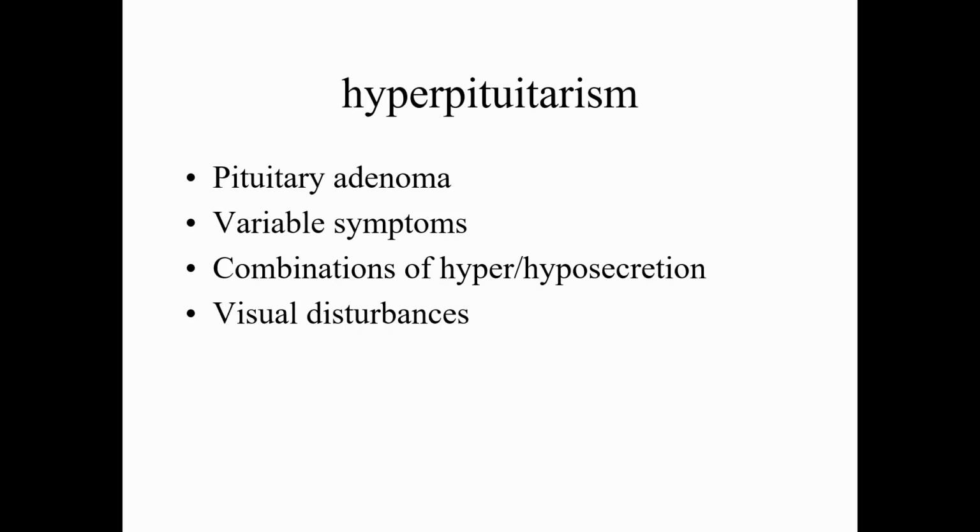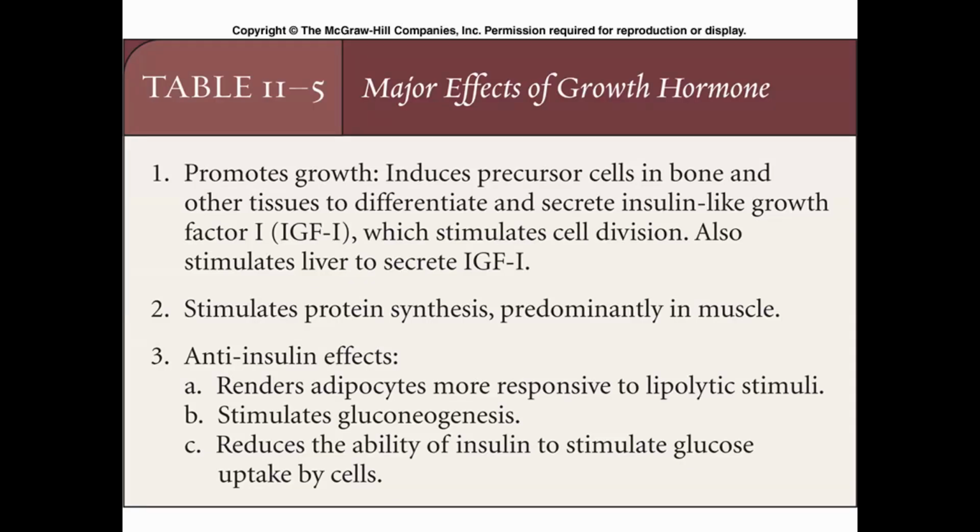Now, the pituitary is near the optic chiasma. So it is not unusual for pituitary tumors to grow, to push on the optic chiasma, and for there to be visual disturbances. There also can be headaches because of the tumor pushing on other structures. So the most common issue that comes up with either loss of pituitary function or excess pituitary function has to do with growth hormone. So let's review the effects of growth hormone.